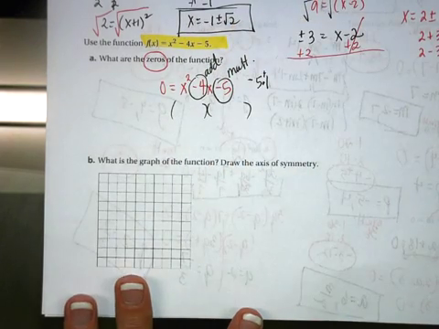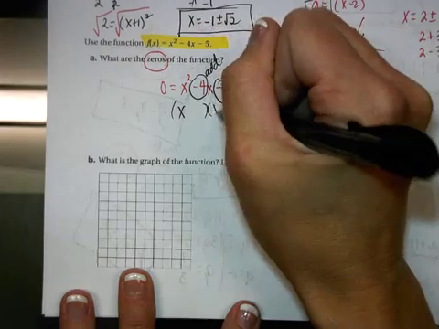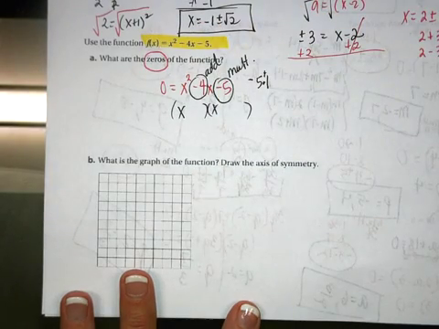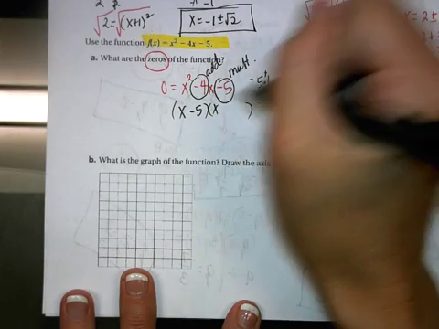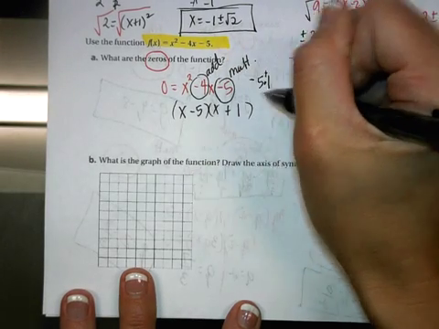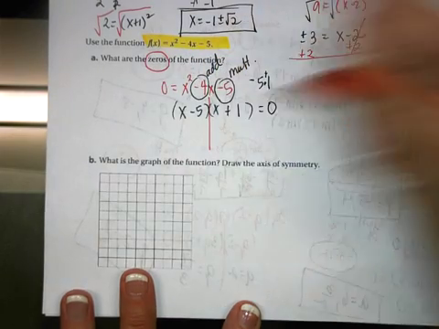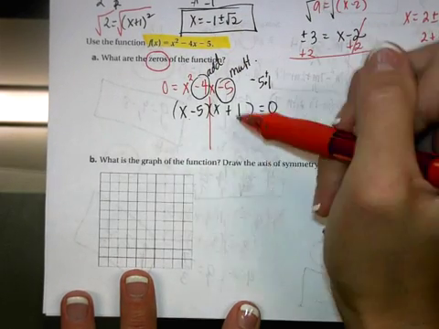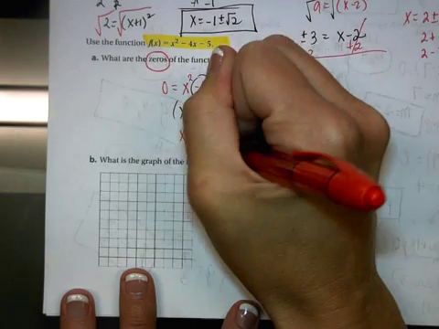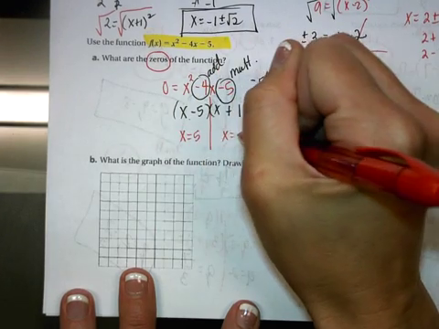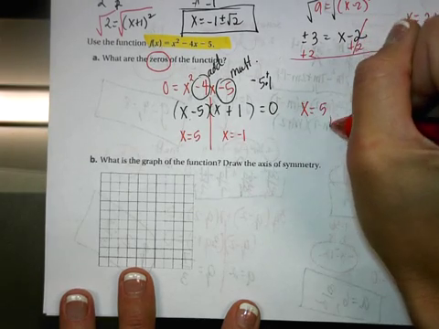What goes in the front of each of these parentheses? X is correct. And then we're going to have one will be minus 5 and the other will be plus 1. Good. And we set those equal to 0, and what answers do I get? What are my zeros? When I set these equal to 0, what does it equal? 5 and negative 1. Good. X equals 5 and x equals negative 1. So my zeros are that x equals 5 and negative 1.